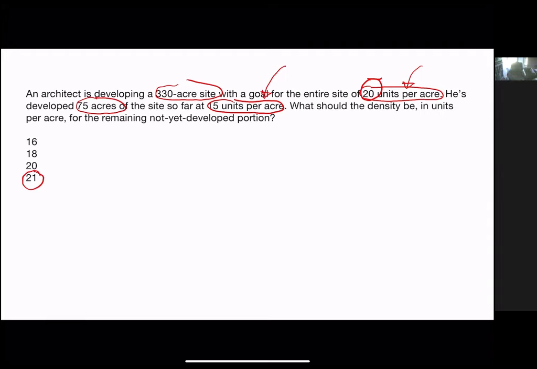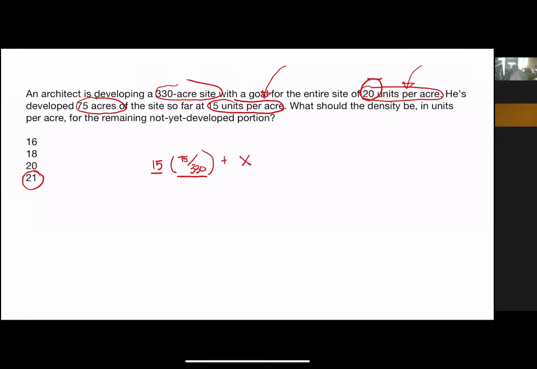So you don't have to do the math. Now, if you wanted to do the math, this is why memorization is really not as good a strategy as understanding. It's 15 units per acre, what we've developed so far, times 75 acres divided by 330 acres, which is the proportion developed, plus the density of the rest of it in units per acre, times the proportion of the rest of it, 200 over 330. There are other ways, of course, to write this same formula, but this is the way that I think is easiest to remember.